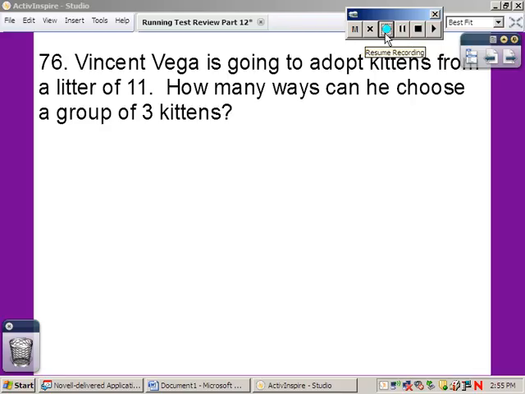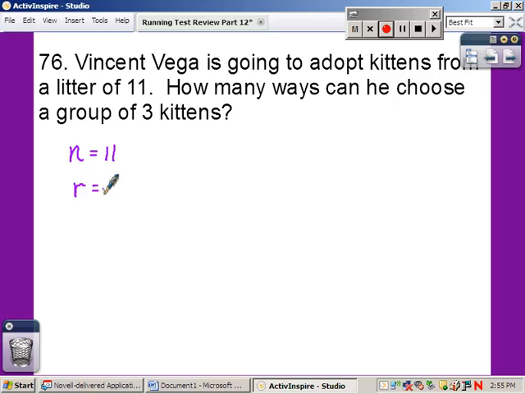So we're on to Vincent Vega adopting kittens. I'm curious if any of you know who Vincent Vega is. Anyway, Vincent Vega is adopting kittens from a litter of 11. How many ways can he choose a group of 3 kittens? So again, you're thinking about, is this the kind where there are multiple categories and I'm picking one thing out of each? Or is this the kind where I'm picking a small number out of a larger number? Well, you can see right here, you're picking 3 kittens out of 11. So this is either a permutation or combination. And now, of course, n is the total number, and r is how many we're choosing.